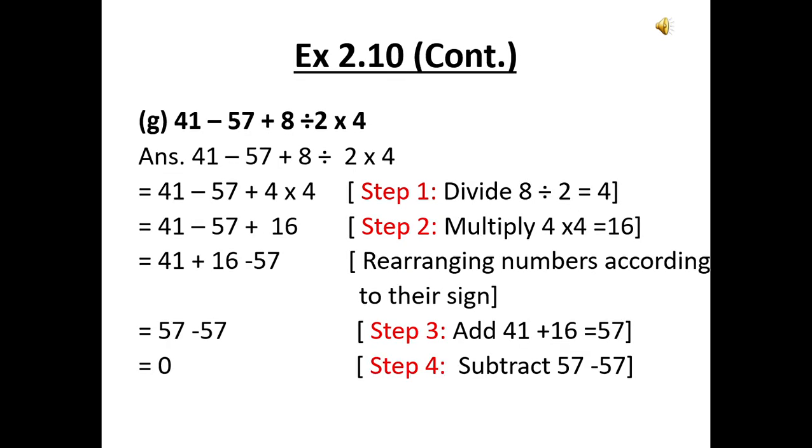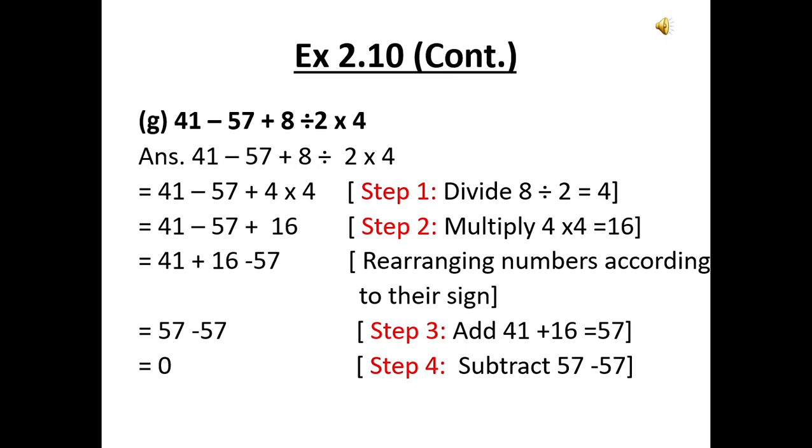Now we are going to solve the G1, 41 minus 57 plus 8 divided by 2 into 4. So what we are going to do is, I have written the question as it is in the first line, and then I put the equals to sign, and first what we have to perform is division. So 8 divided by 2, how much is it? It is 4. So instead of 8 divided by 2, in the first step I will write 4, that is 41 minus 57 plus 4 into 4.